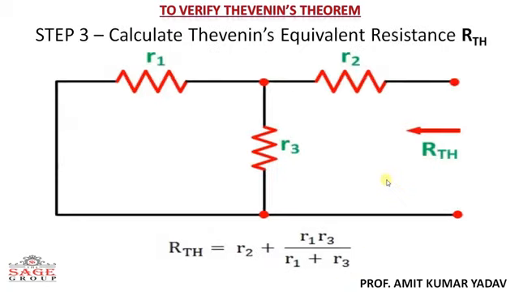Now in the second part you have to calculate the equivalent resistance, which is denoted by RTH. Now what do you have to do for calculating the equivalent resistance? As you know, first you have to remove this load terminal. Look here, I have already disconnected the load terminal here. And second thing, you have to just neglect the sources connected in the circuit.